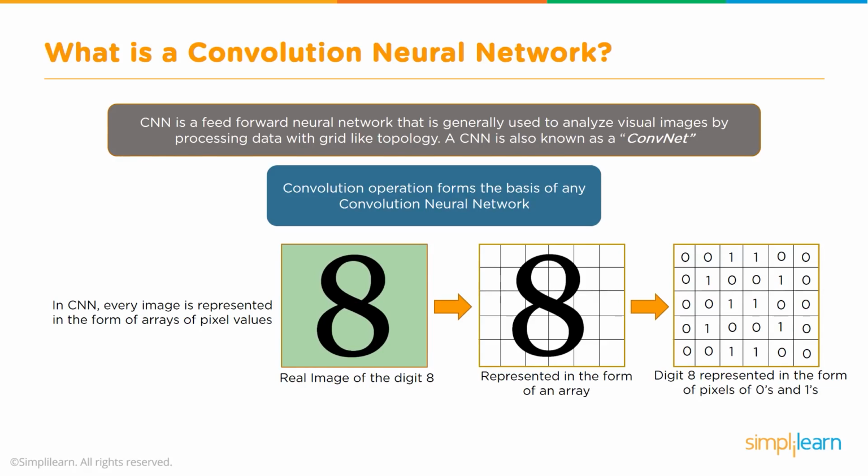It forms the basis of any convolutional neural network. In a CNN, every image is represented in the form of arrays of pixel values. So here we have a real image of the digit 8. That then gets put onto its pixel values, represented in the form of an array. In this case, you have a two-dimensional array. And then you can see in the final form, we transform the digit 8 into its representational form of pixels of zeros and ones, where the 1s represent, in this case, the black part of the 8, and the 0s represent the white background.